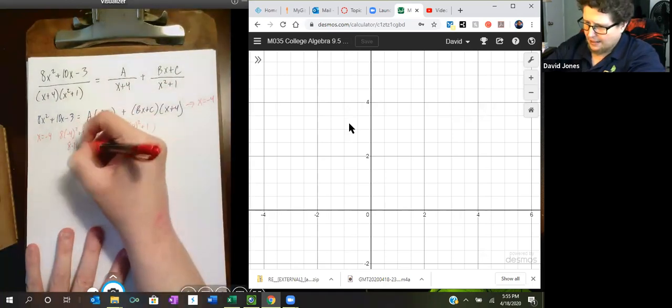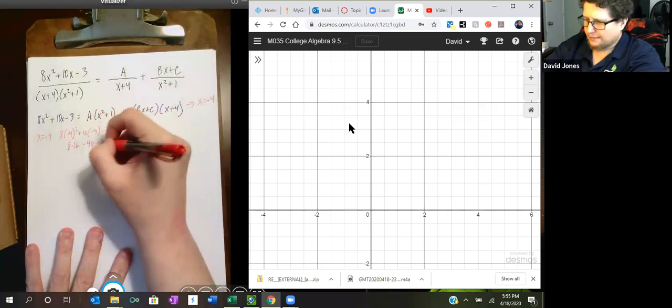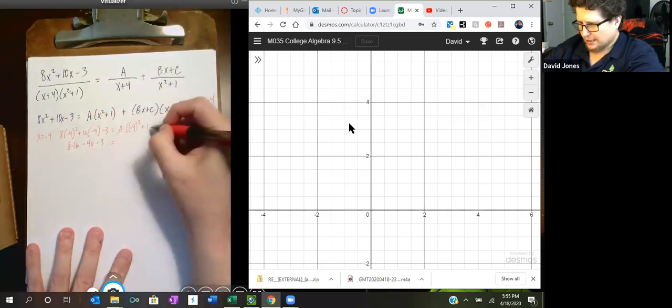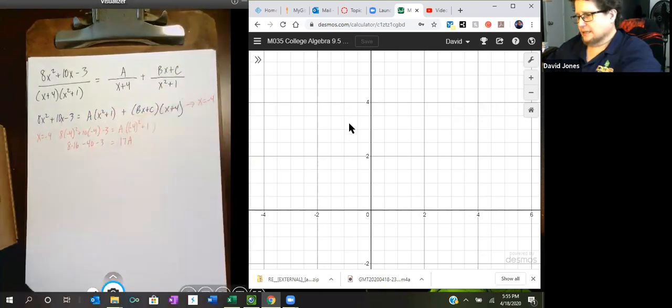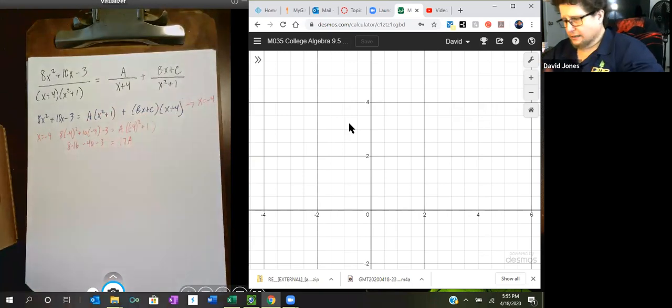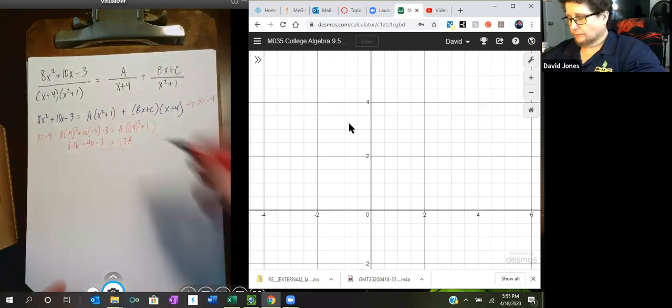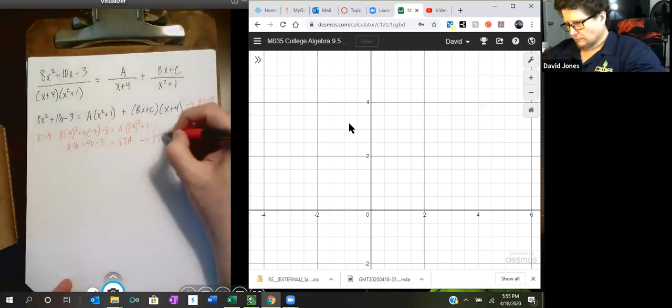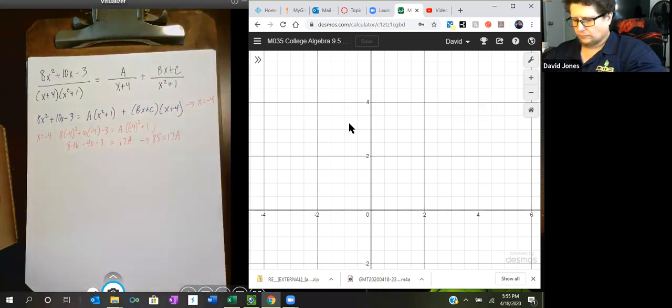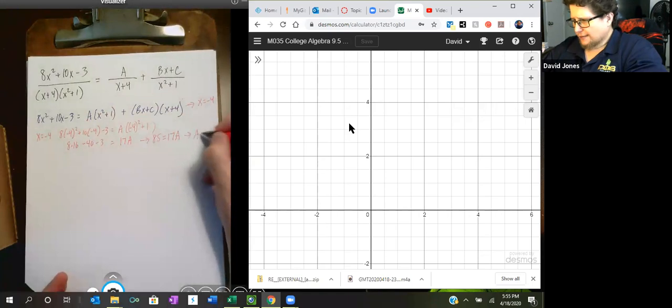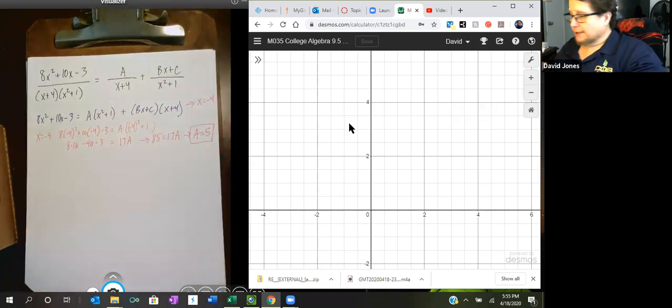8 times 16 minus 40 minus 3 equals 16 plus 1, 17A. Ooh, that's ugly, isn't it? Not bad. A equals 5. At least we didn't end up with a crappy fraction to work with.